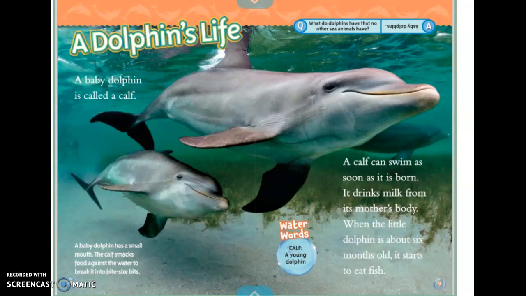Something to watch out for in these National Geographic books is that they kind of include glossaries on the pages. I know this is kind of like a glossary because it's telling me what a calf is. So this is kind of like a glossary because it defines the words for me.